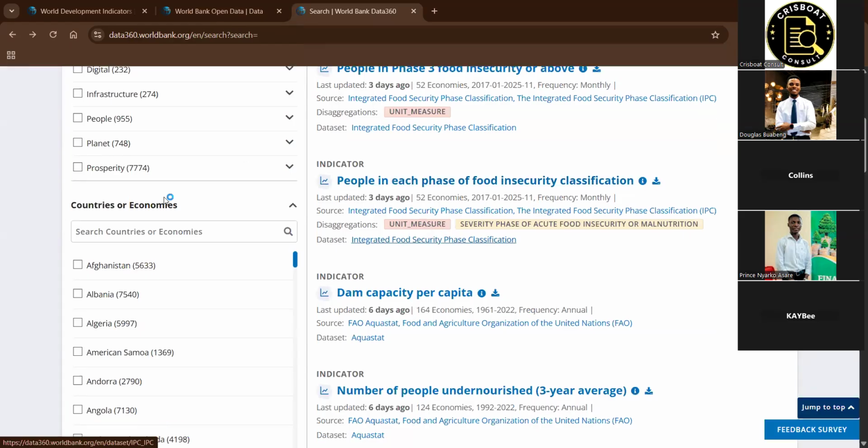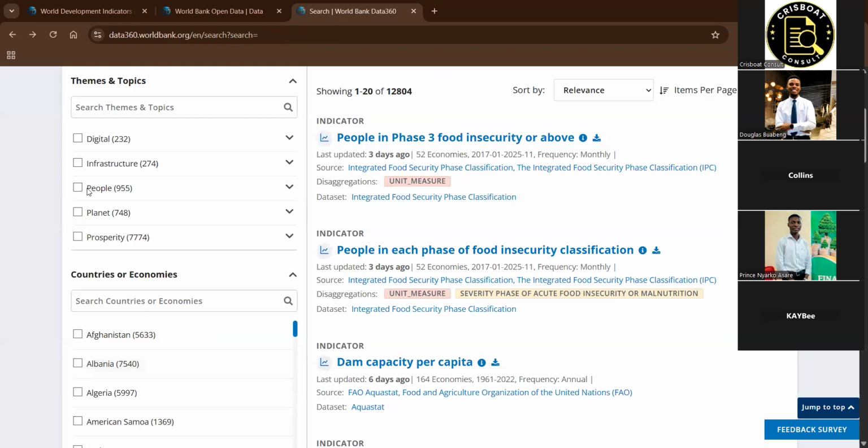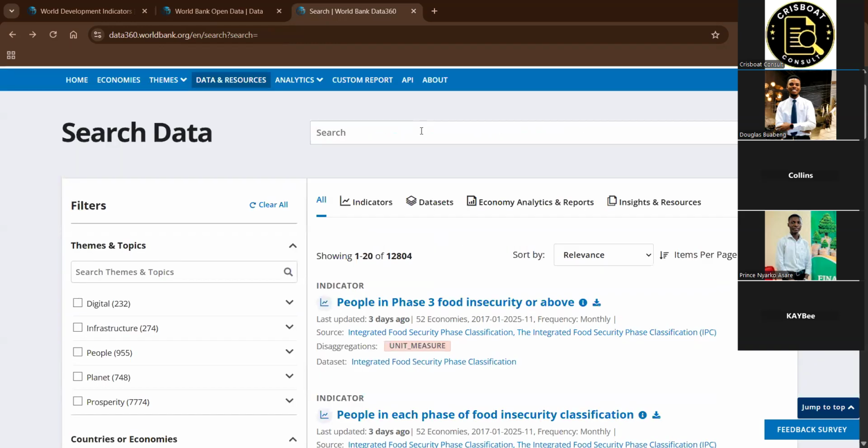So we have those who are into energy. Energy, let me see if we have data on energy.